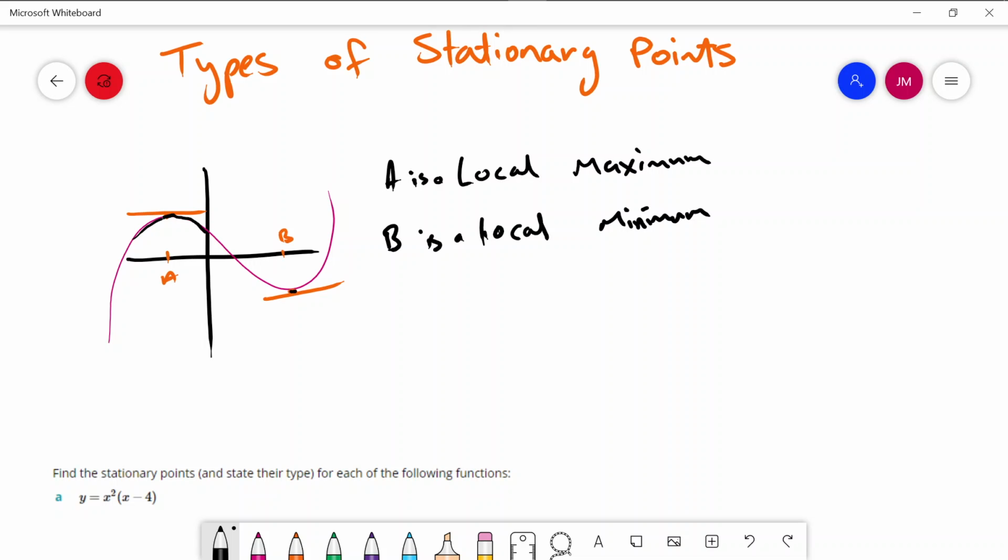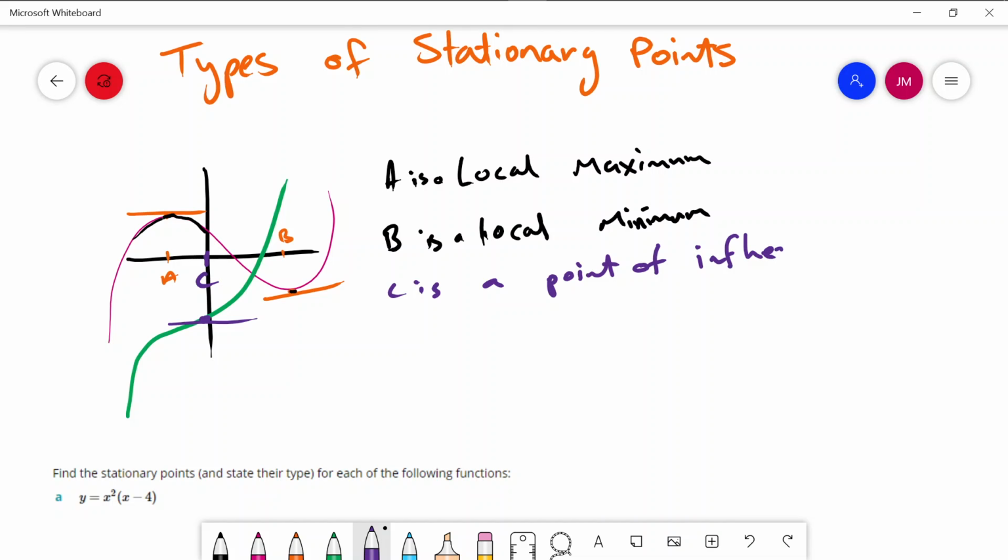The other type of stationary point we can have is a point of inflection. So this point here, we'd say that can be point C. Right, C is a point of inflection. Now, what if we didn't have the graph in front of us? What if we just knew the original equation? How do we find it out?